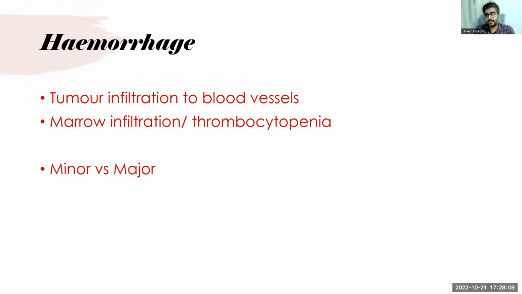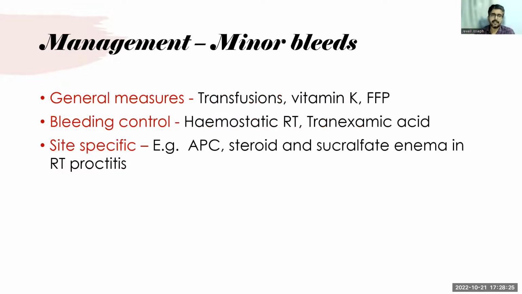So next thing is hemorrhage. Next thing in vascular emergencies. Hemorrhage can occur because of tumor infiltration into the blood vessels, and bone marrow infiltration due to the tumor resulting in thrombocytopenia. It can be either a minor bleed or a major bleed. As I mentioned earlier, it is similar to subacute and acute respiratory obstruction. Minor bleeds, we can actually try and do something. General measures include transfusions, vitamin K, fresh frozen plasma, etc., and bleeding control, hemostatic RT and tranexamic acid. Hemostatic RT in the sense we'll give radiation to control the bleeding.